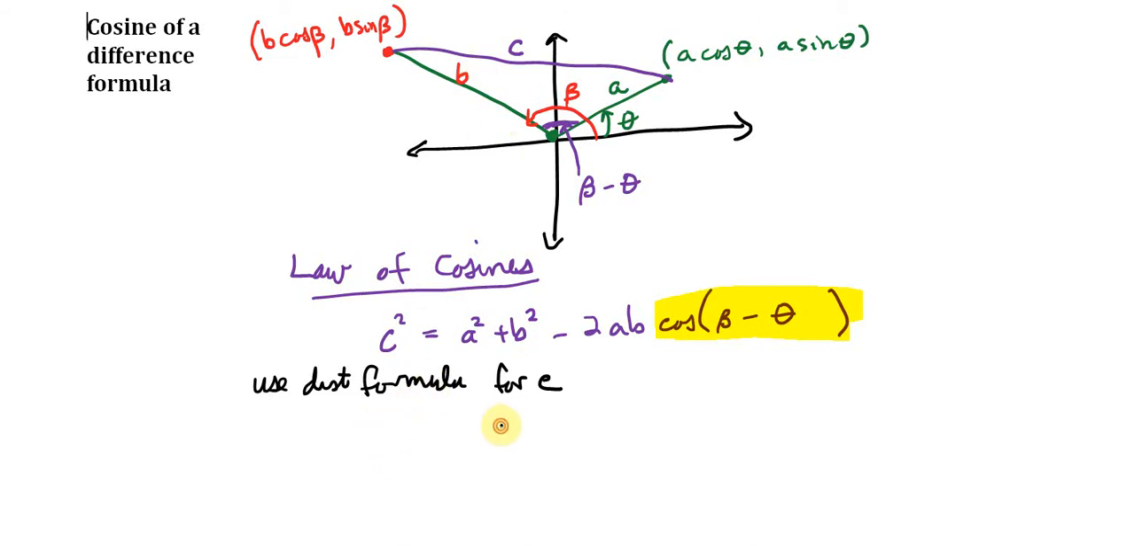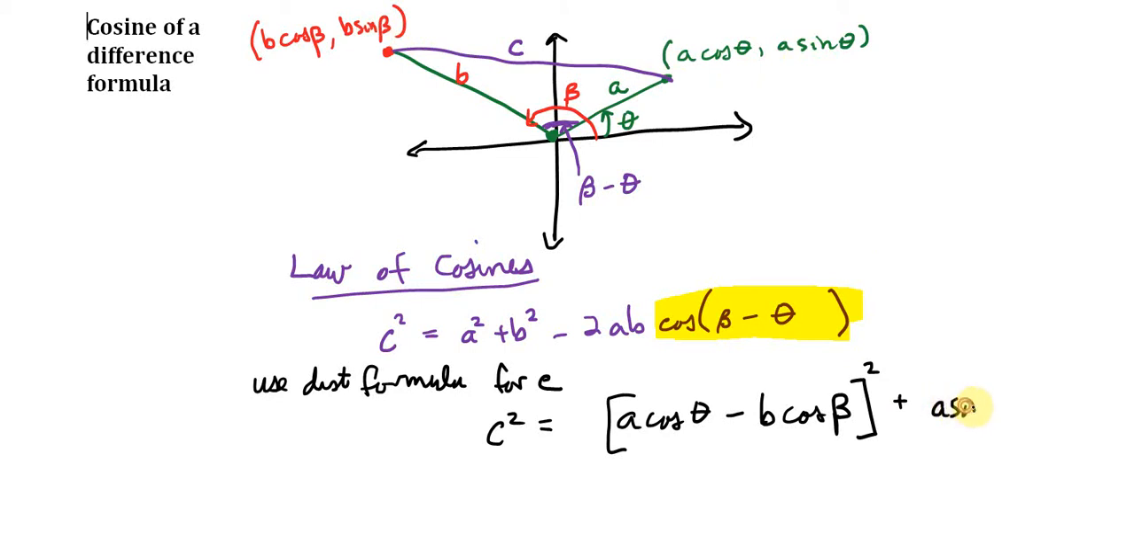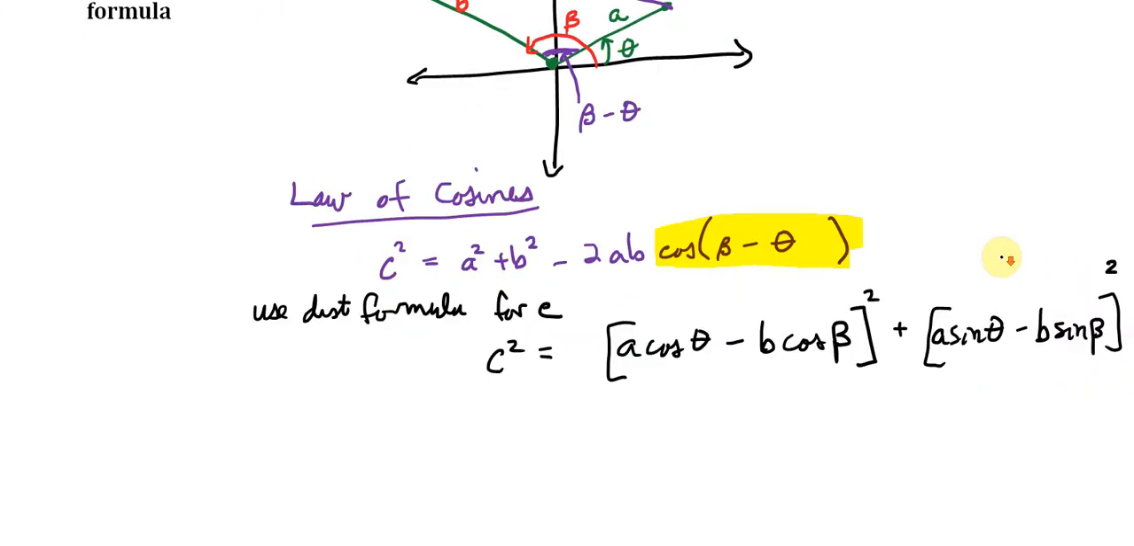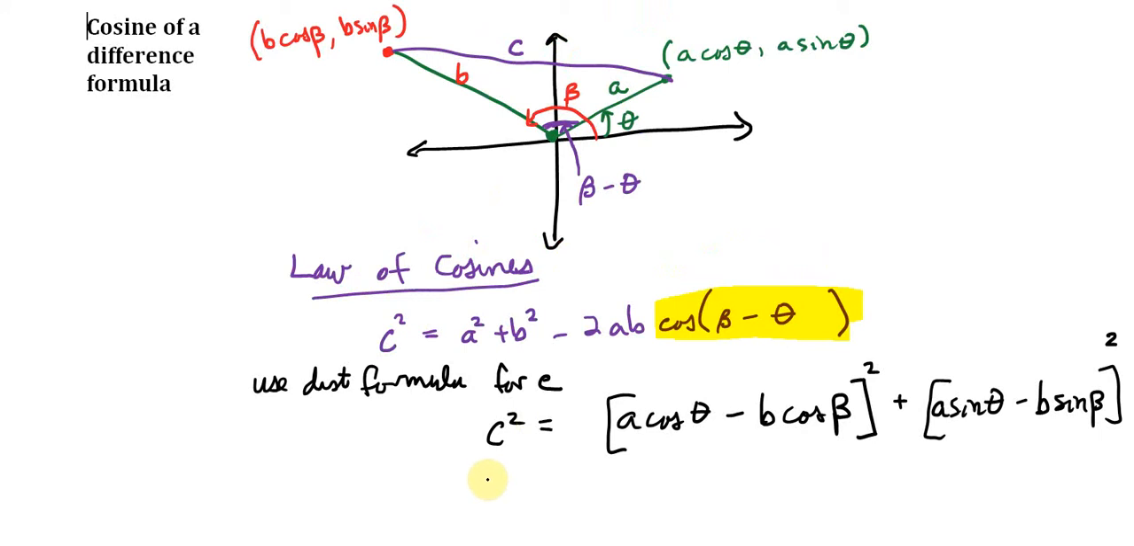C squared is really equal to x1, which is A cosine theta, minus x2, which is B cosine beta, all of that squared, plus y1, which is A sine theta, minus y2, which is B sine beta, all of that squared. Okay? And then I'm just going to expand on this a little bit here.